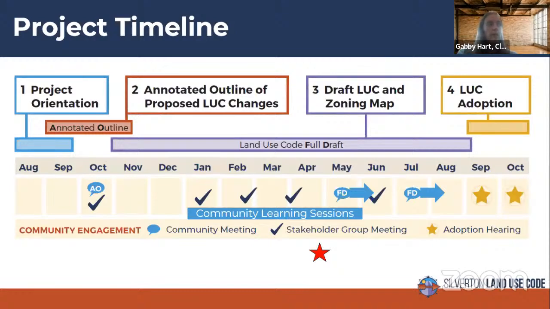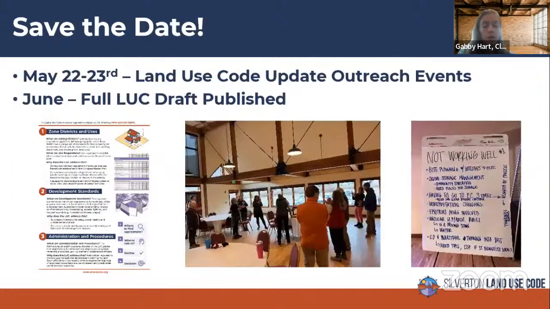So this is our timeline. We are in April. This is the last of our learning sessions. And then those little arrows indicate that we've shifted a few things. So the full draft of the land use code will be available in June. There are interim drafts available on the project website. We have been working through those drafts with our stakeholder group. And those will be further refined based on their feedback and based on feedback we've gotten from the public for those full drafts. And then we're looking to head into adoption in the fall. Next slide, please.